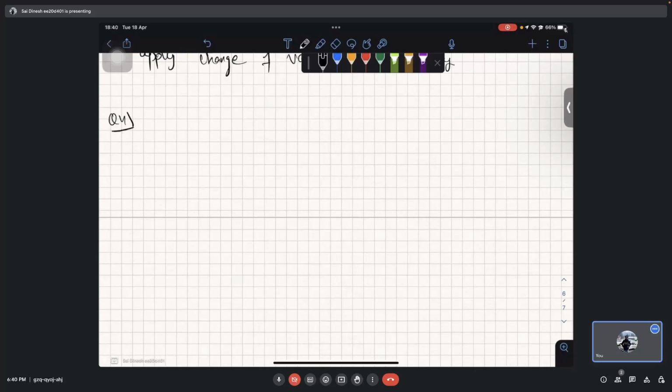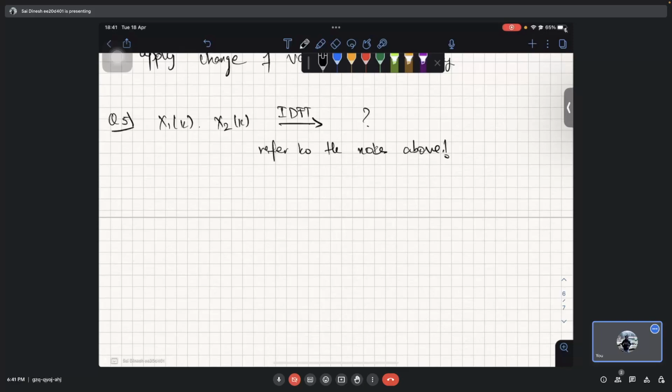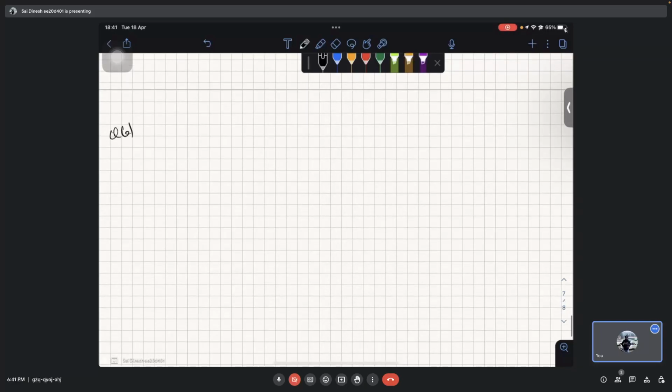Sorry, this is question 5. X1 of k multiplied with X2 of k results in the IDFT.